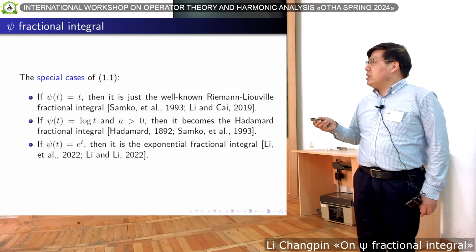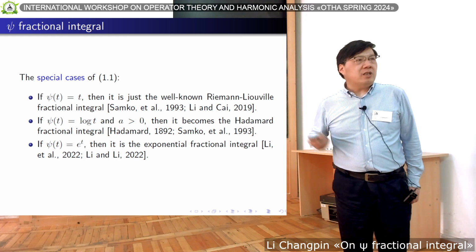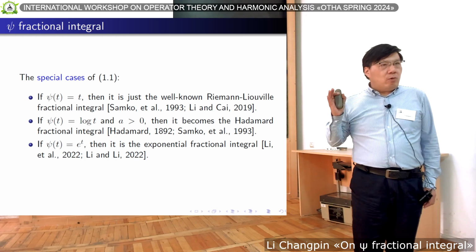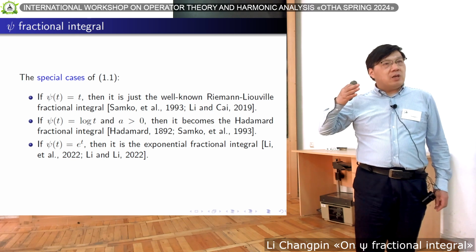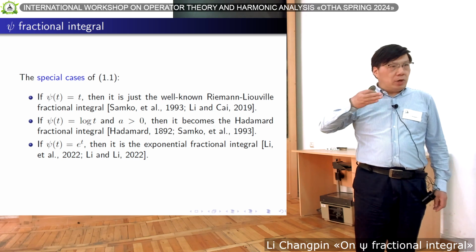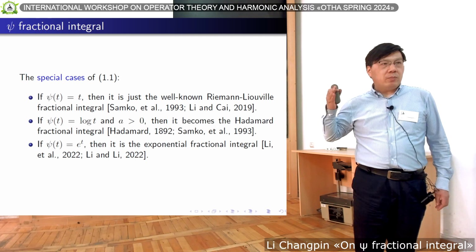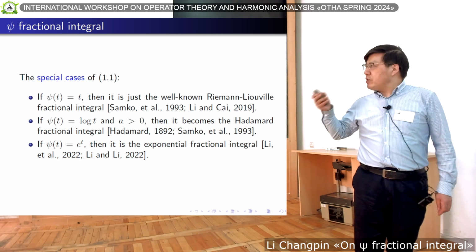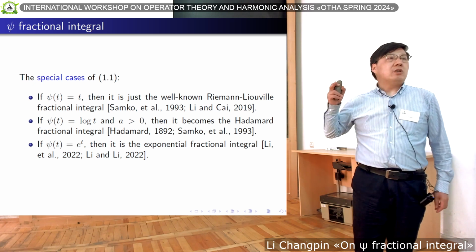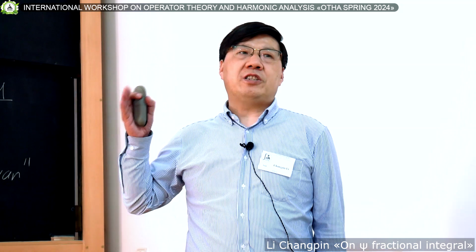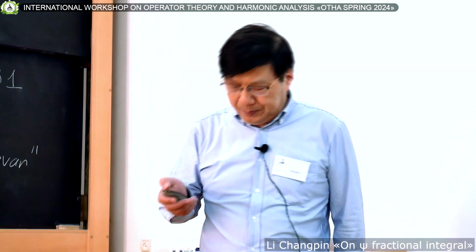Why do we introduce this kind of psi(t)? In general, for an ODE, the solution may have exponential asymptotics. But what about the non-local problem? If we introduce this kind of psi(t) in the non-local problem, its solution also has exponential asymptotics.